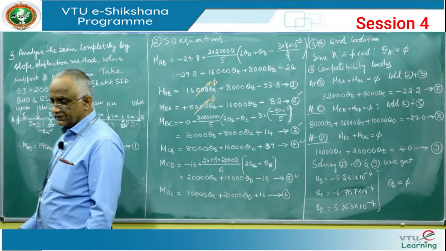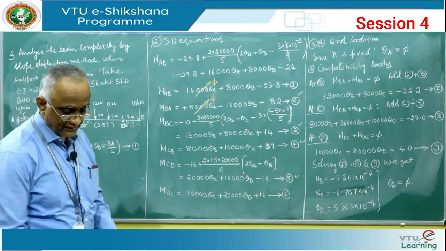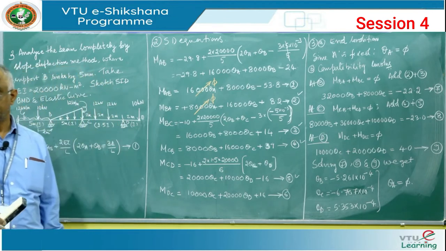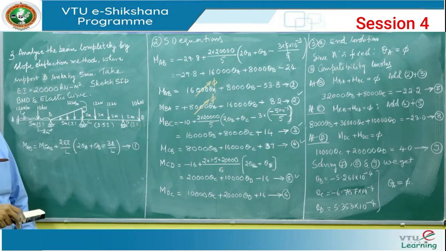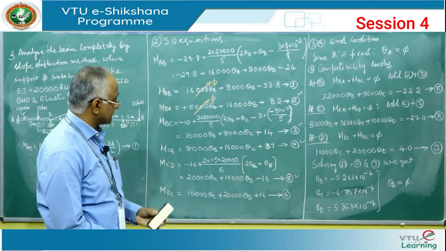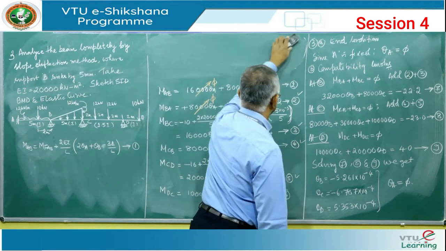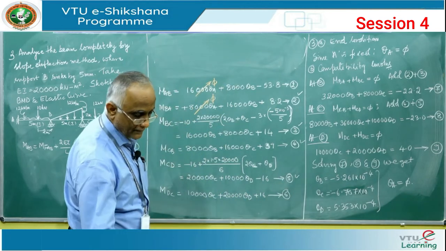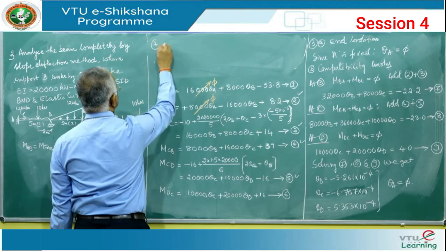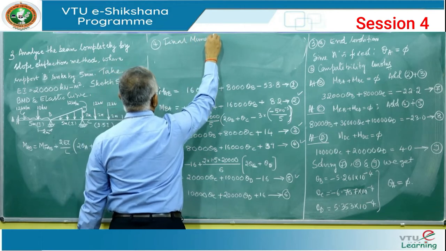Although there are four unknowns, theta A, theta B, theta C and theta D, out of them one is already known by the boundary condition. The remaining three we found by applying the slope deflection method. So next step is to substitute these into equations 2, 3, 4, 5, 6, the final step to calculate final moments.